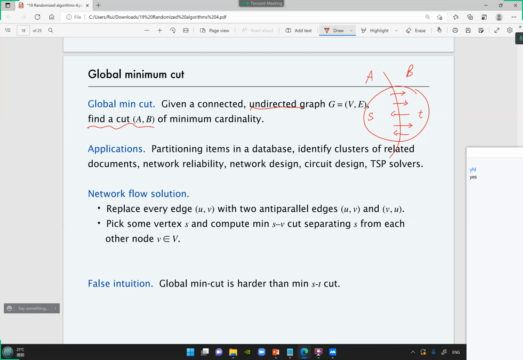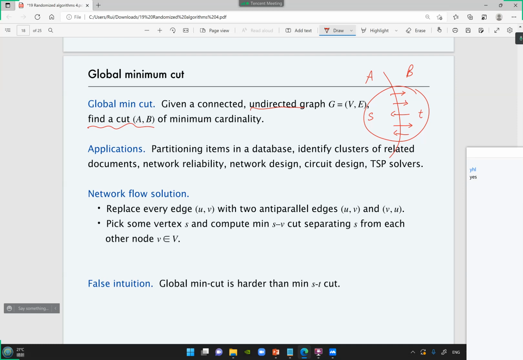The other difference is that in ST cut, you have a special node S and a special node T, and you want to make sure that your cut separates S and T. So S is on the A side, and T has to be on the B side. But for the global min cut, you don't have these special nodes, so you can go for any cut you want. This global min cut actually has a bunch of applications, but I don't really know what these applications are. Apparently it has lots of applications.